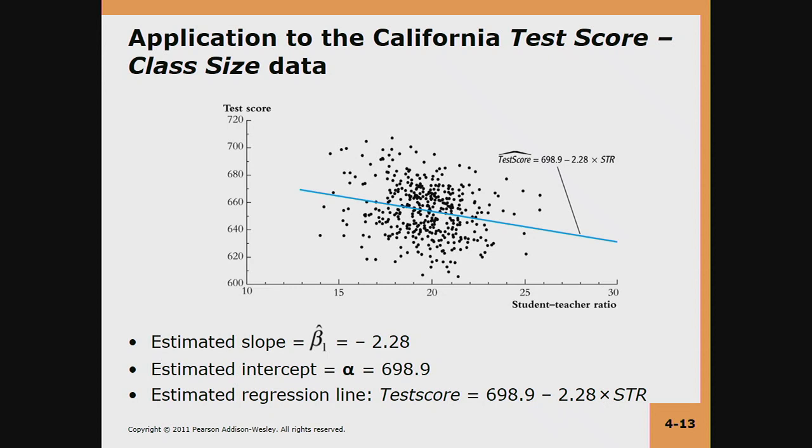Here we have the regression output for the student-teacher ratio example. With all this data through here, we found the line that minimizes the sum of squared errors to be this line right here. So the estimated slope of the line of best fit is negative 2.28. What this is telling us is, for every increase in the student-teacher ratio of 1 student, we see a 2.28 reduction in the average test score.